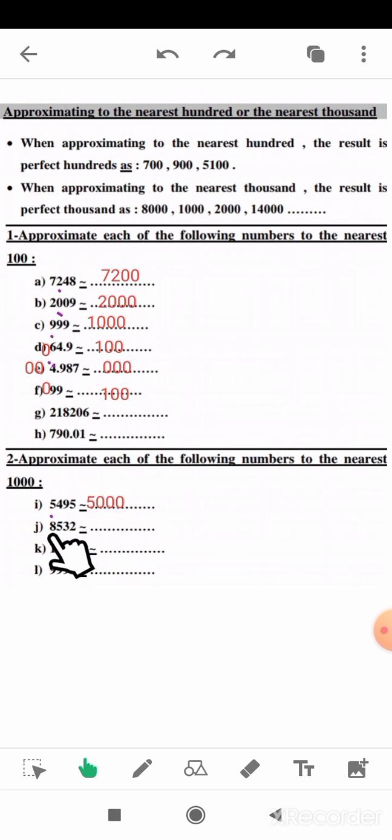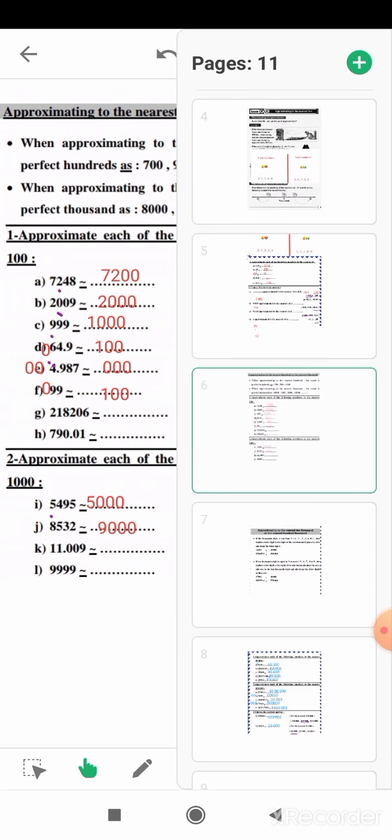Here we have 8,532 approximated to the nearest 1,000. So we will look at the hundreds. Hundreds is 5, so 5 is a rich number. We give the thousand digit 1, so it will be 9,000. Okay, try these examples by yourself.